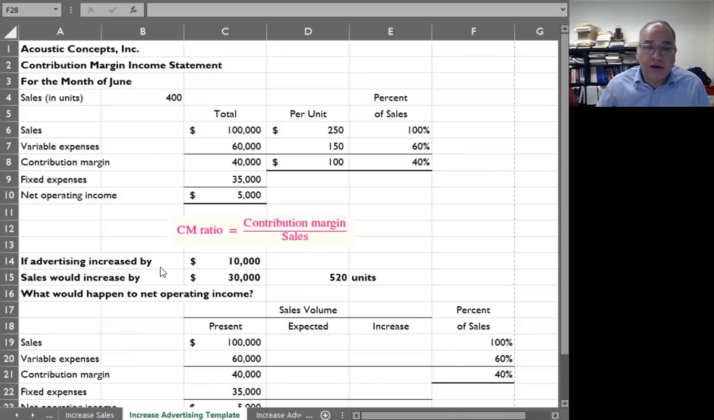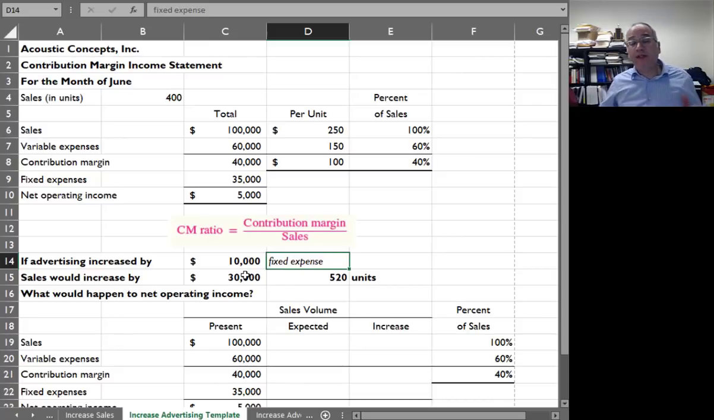So we have the same scenario here, but we're going to do a whole bunch of funky things. Let's increase advertising by $10,000, and I should note that advertising is a fixed cost. The book calls it an expense. Sales would, if we do that, increase by $30,000, 520 units. How would this impact net operating income? So now we have two things that are changing here. We have fixed costs, and we have the number of units sold. So let's see what would happen.